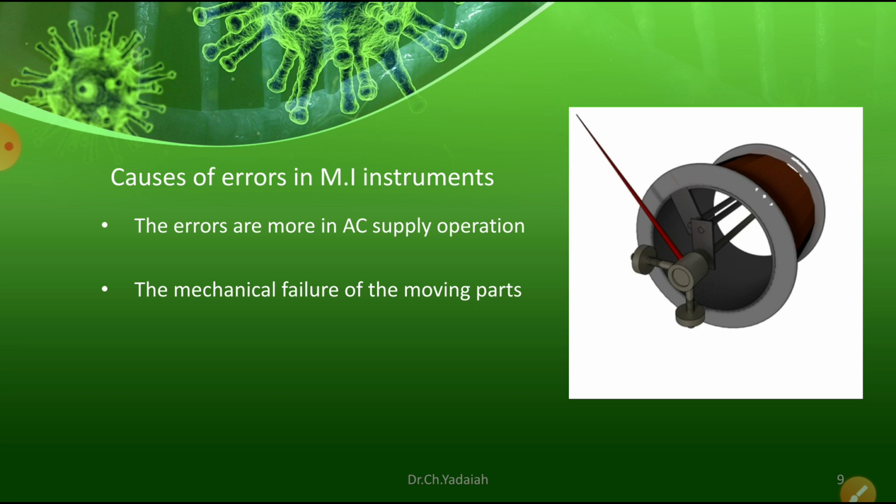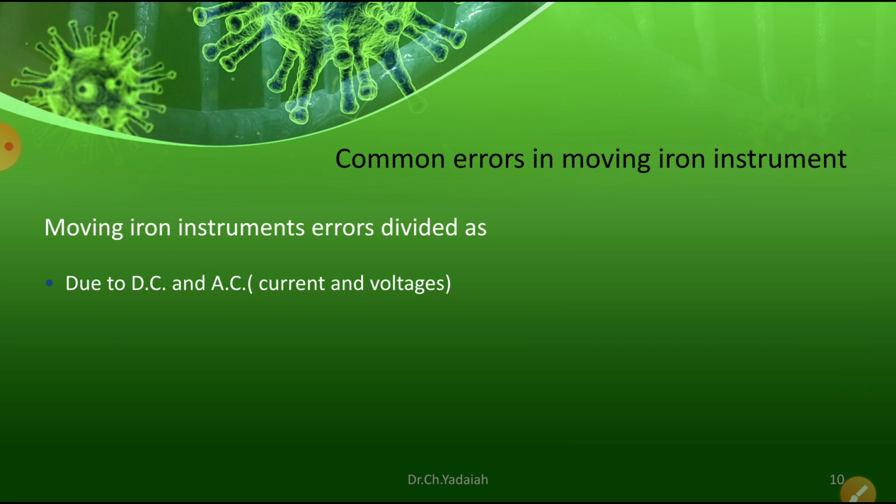Then, what to do? Due to the external stray fields, the outside magnetic fields, you have to avoid that. For that purpose we are going to use some remedial measures. What are the measures we will see. Now the moving iron instrument errors are commonly divided as those due to AC and those due to DC. If you apply DC current as input, what are some errors? If used with AC, then what are the errors? Whether it is a voltmeter or ammeter, the current or voltage purpose.